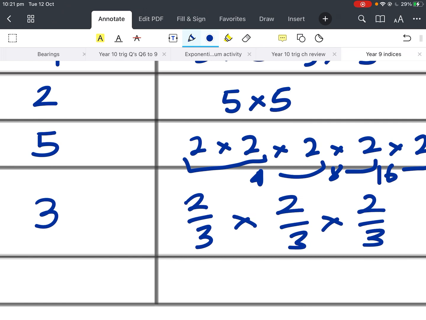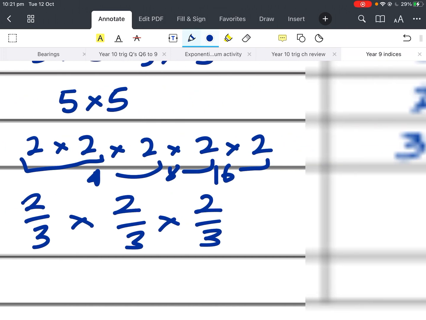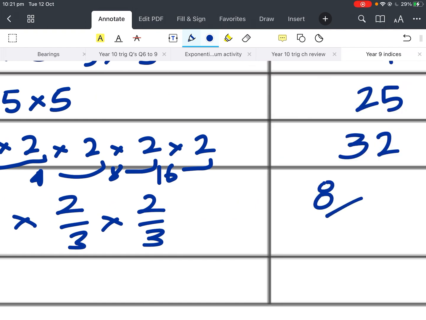Mine's in stat mode. I'm going to get out of stat mode. 2 over 3, arrow across, times, fraction key, 2 over 3, arrow across, times, fraction key, 2 over 3, equals, that's 8 over 27.